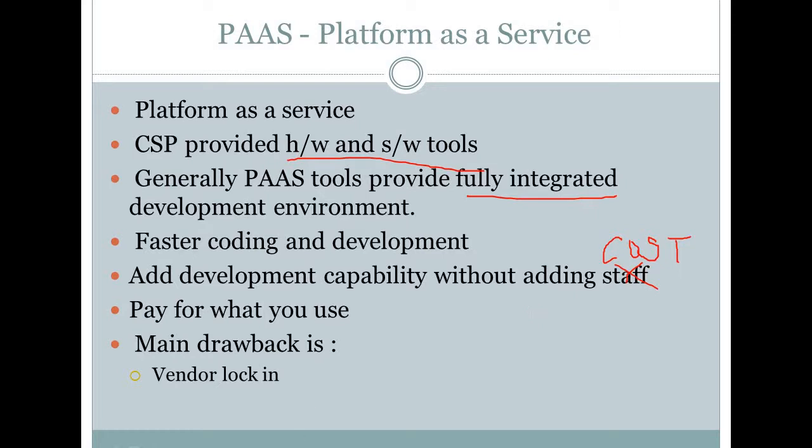And the major drawback that I found in the case of the PaaS platform is vendor locking. Vendor locking means the user or the organization is locked in with one vendor. Suppose you are using services from Microsoft Azure and you want to shift to another vendor, let's say Amazon Web Services. Then it is not easy for a user to move from one vendor to another.